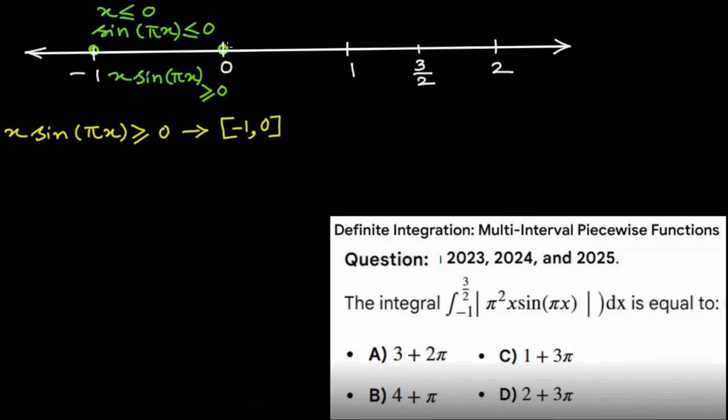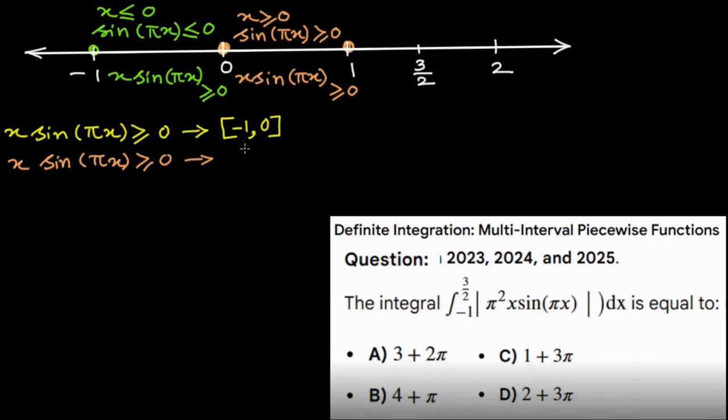Secondly, from the closed interval 0 to 1, x is greater than or equal to 0 and sine pi x is also greater than or equal to 0. That will imply x sine pi x to be also greater than or equal to 0. Positive into positive is positive. Here negative into negative is positive. So we got x sine pi x greater than or equal to 0 in the closed interval 0 to 1.